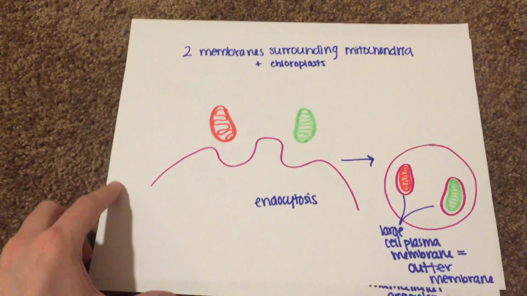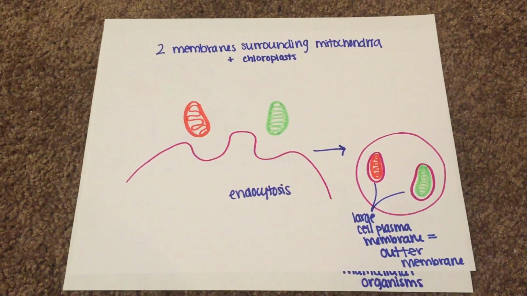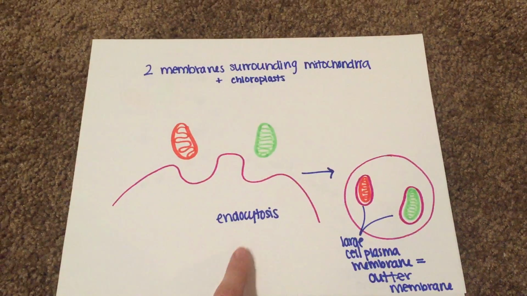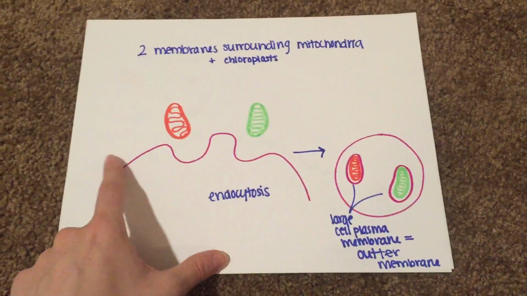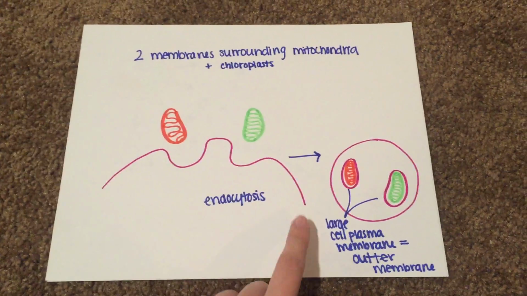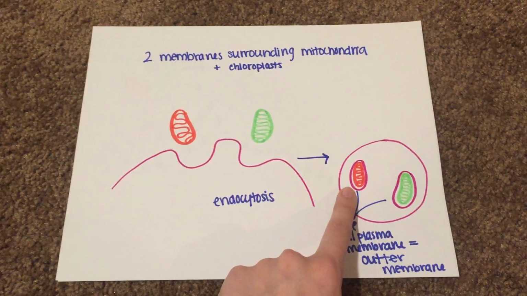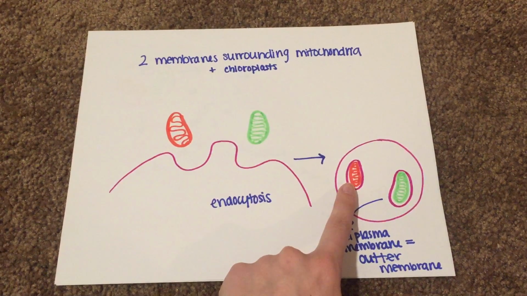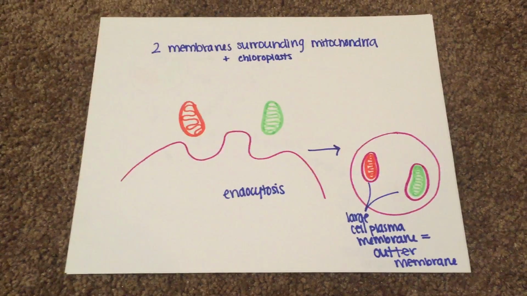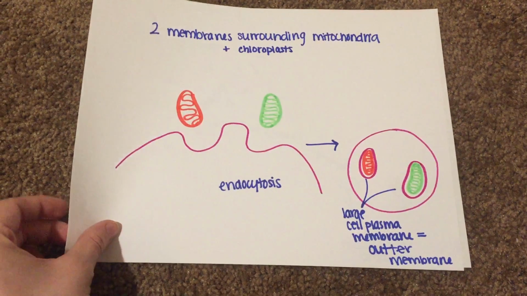Then we also have two membranes surrounding the mitochondria and the chloroplasts. Scientists suggest that these two membranes are due to endocytosis. Basically, when these prokaryotic cells were being engulfed into the larger cell, they kept the vacuole or the plasma membrane of the larger cell around them, outside of their own cell membrane. So now they have two cell membranes inside of this larger cell, which is actually what we see in eukaryotic cells today: mitochondria and chloroplasts each have their own outer and inner membranes.